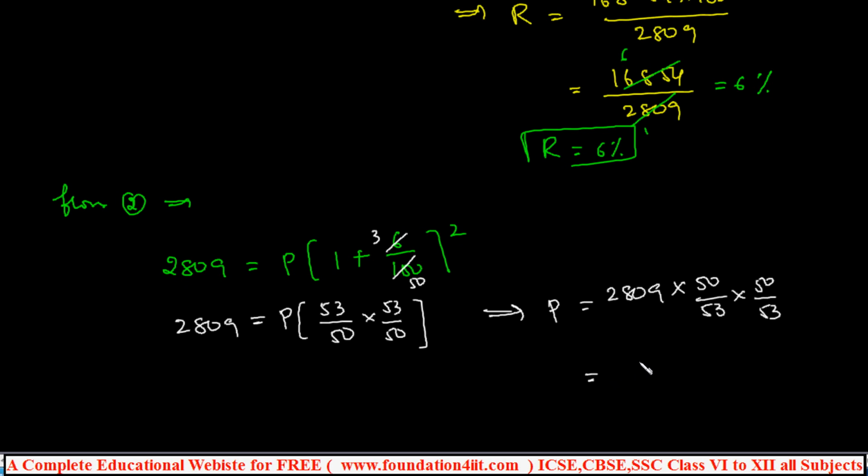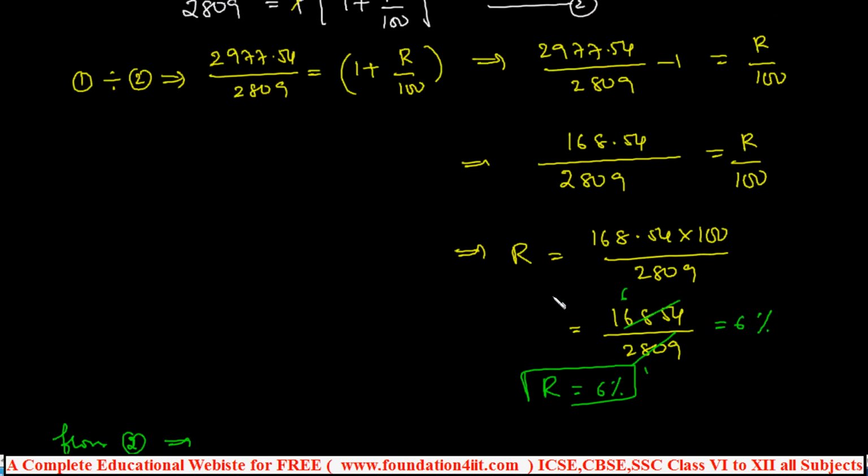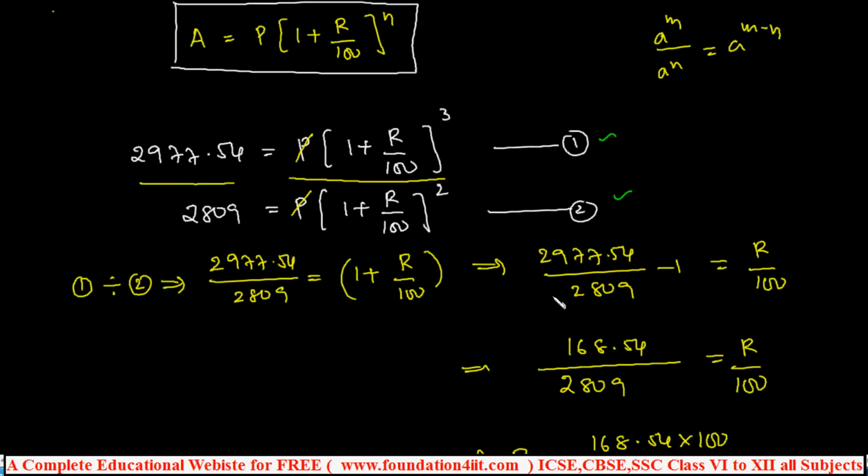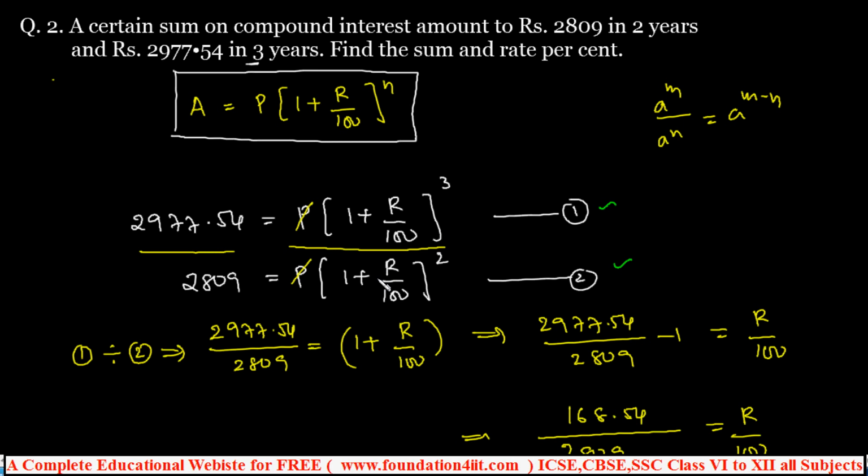So you'll get 2500. Just use a calculator. You can cancel the 53s. 53 into 53 is 2809, so 50 into 50 is 2500. In this way you can get the principal. In case they ask this combination type, you can solve such problems this way. And combined years and months problems also we'll do now.